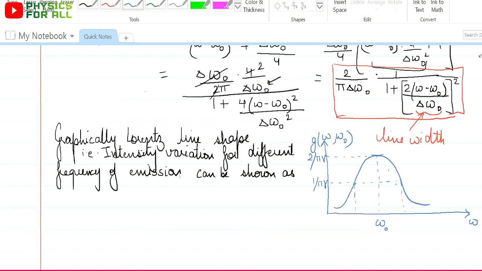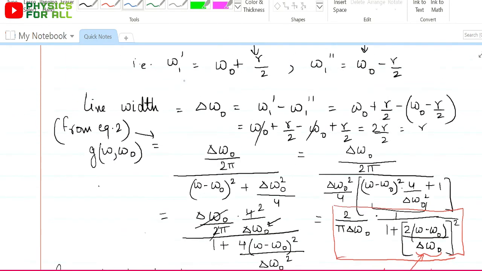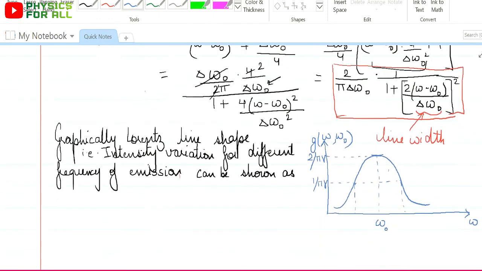But now as we have solved, we have got two values of omega 1. One is omega naught plus gamma by 2 and another one is omega naught minus gamma by 2. So let's show them here. This one is lesser, so this is omega naught minus gamma by 2 and this one is omega naught plus gamma by 2. So this is the intensity variation for different frequency of emission. Similarly, we can find out for many other. We can find all other frequencies. So all we have to take care is the height of the beam.